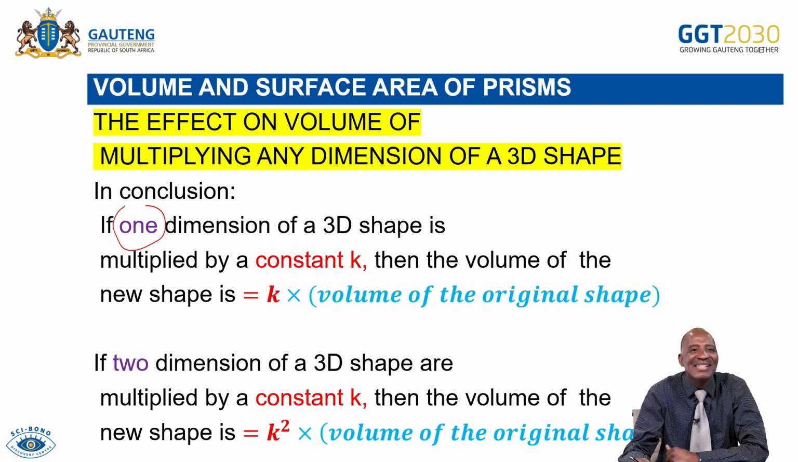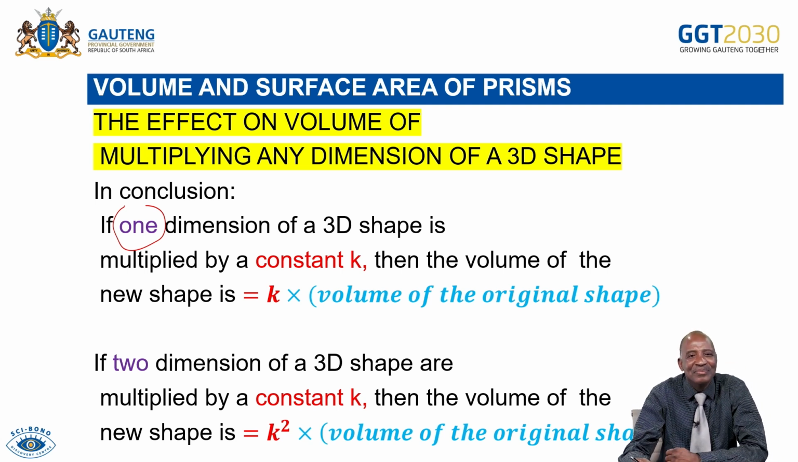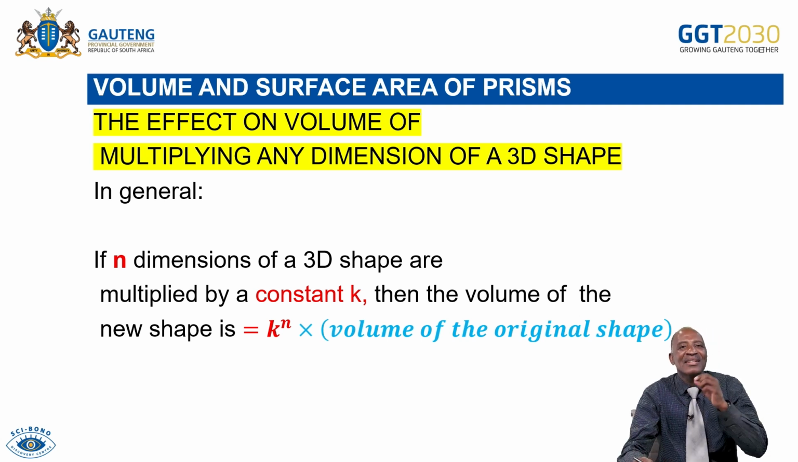Now, if 2 dimensions are involved and both of them are multiplied by the same constant k, it means the new volume is going to be k times the original, k again. You are multiplying k twice. K times k will give you k squared. So it means you square your constant if 2 dimensions are involved, and you maintained that constant for both dimensions, then multiplied by the original volume. Otherwise, if 3 dimensions are involved and you are using a constant k, you will multiply by k to the power 3.